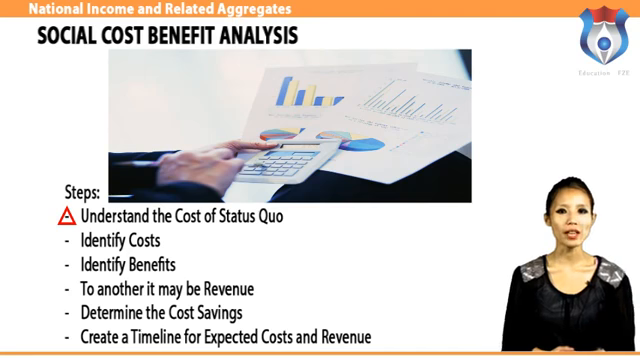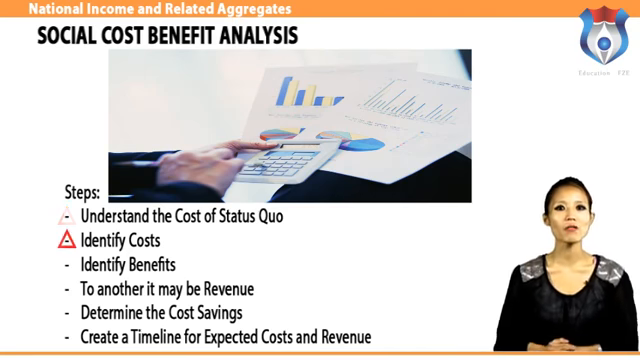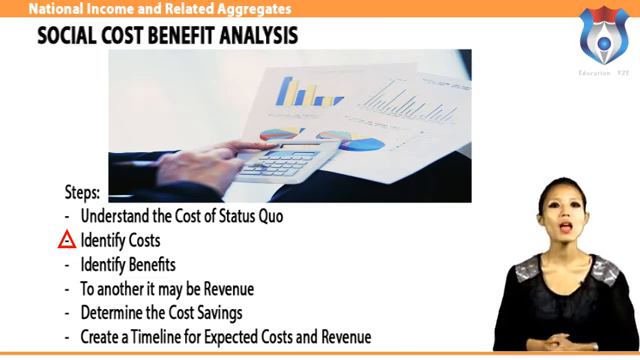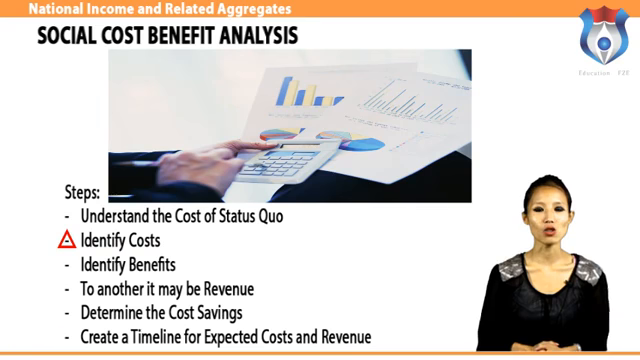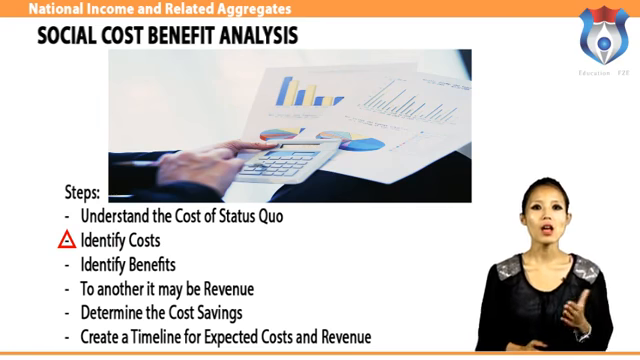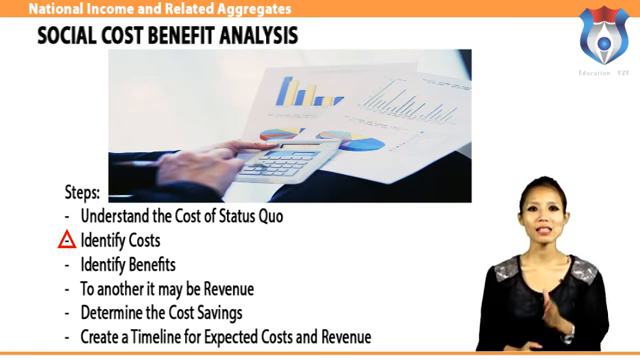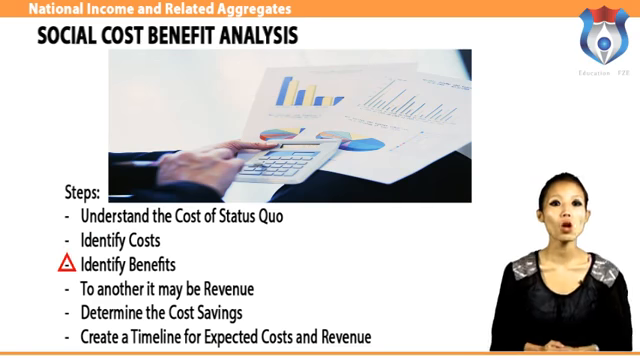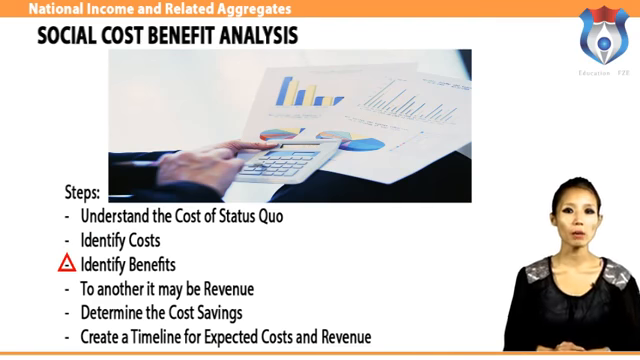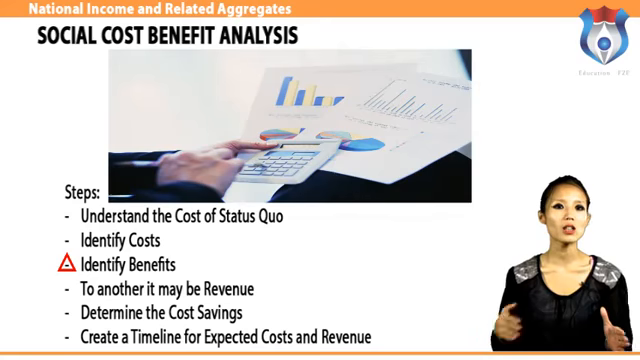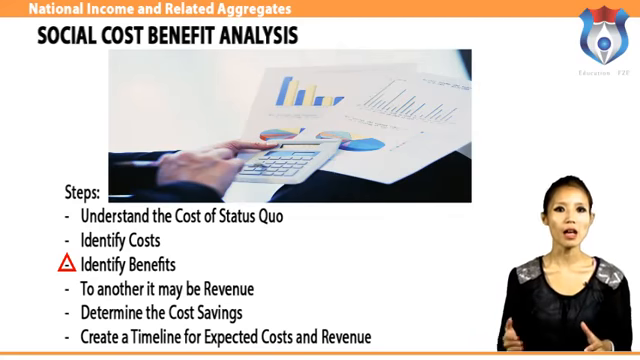Understand the cost of status quo. We need this to measure the relative merit of an investment against the do-nothing option. Sometimes doing nothing is the right decision. Identify costs. Consider upfront costs as well as any in future years. Almost any initiative, repeat, almost any initiative will have upfront costs.